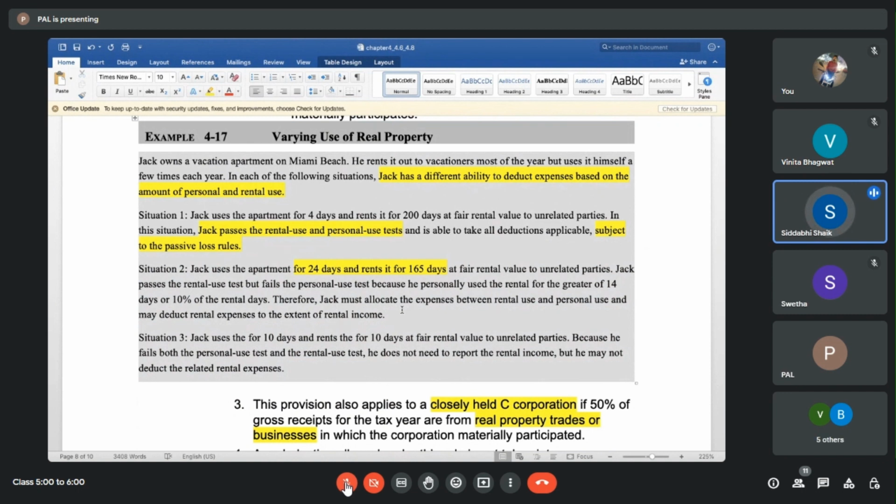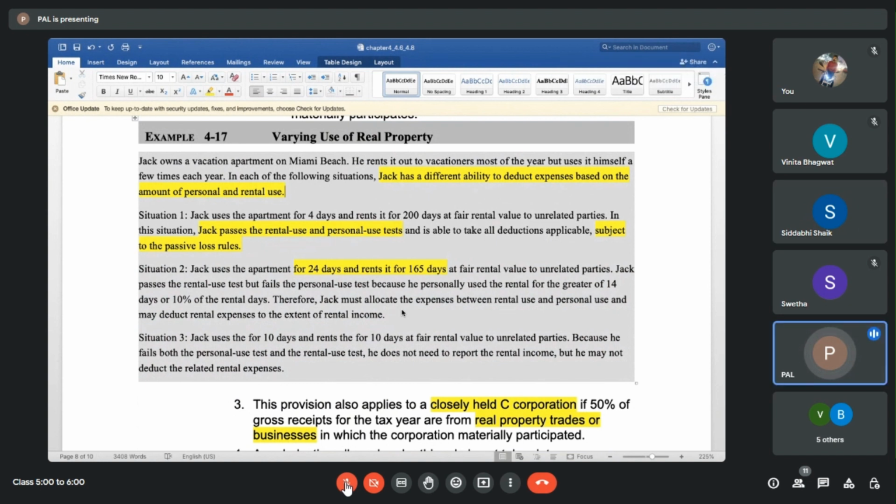And then situation 2, Jack uses the apartment for 24 days and rents it for 165 days at a fair rental value to unrelated parties. Jack passes the rental use test but fails the personal use test, because he personally used the rental for the greater of 14 days or 10% of the rental days. Therefore Jack must allocate the expenses between the rental use and personal use and may deduct rental expenses to the extent of rental income. And situation 3, Jack uses it for 10 days and rents it for 10 days at a fair rental value to unrelated parties. Because he fails both the personal use test and rental use test, he does not need to report the rental income, but he may not deduct the related rental expenses.